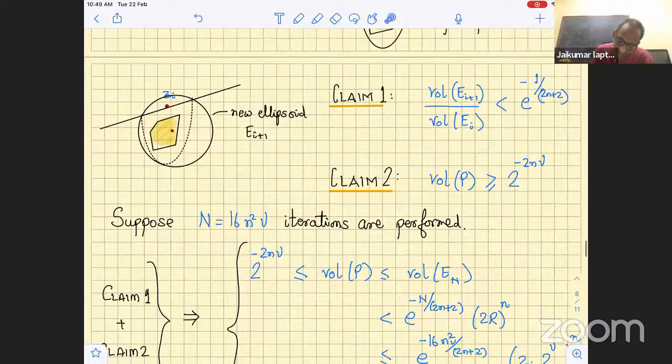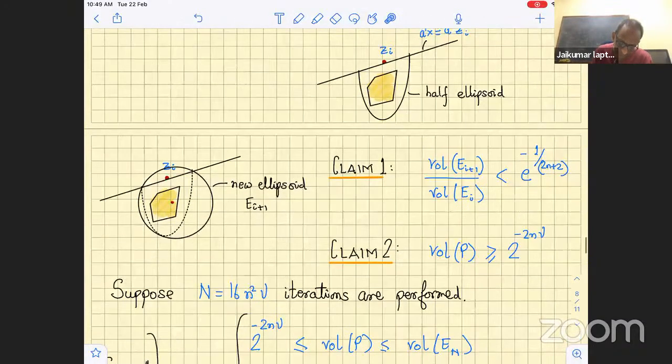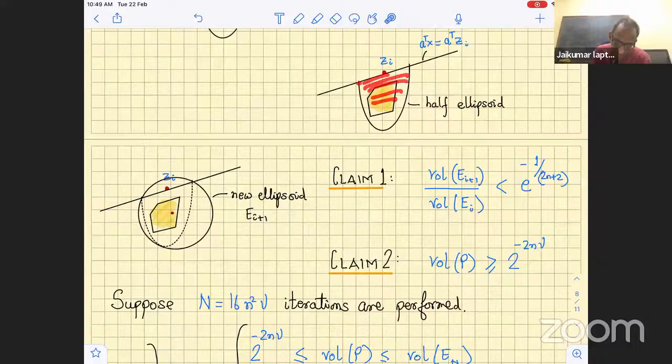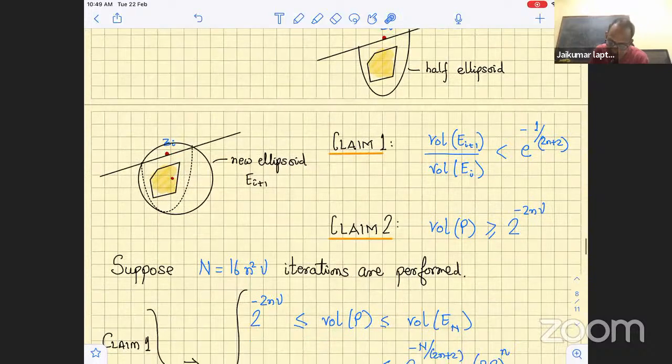So there are two claims. One is that this looks like a very awkward object to understand, but it turns out that it can be analyzed. And the volume of the new ellipsoid as compared to the volume of the original ellipsoid is significantly small. Now, don't be carried away by my use of the word significant. It looks like 1 minus 1 over 2n. So the new ellipsoid is a factor slightly smaller, but hardly smaller. So for every 2n steps of the ellipsoid method, we are shrinking the volume by a factor 2.